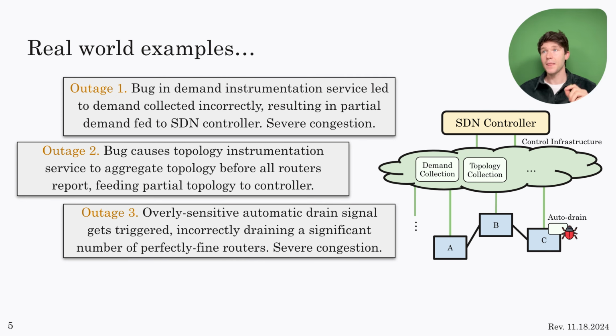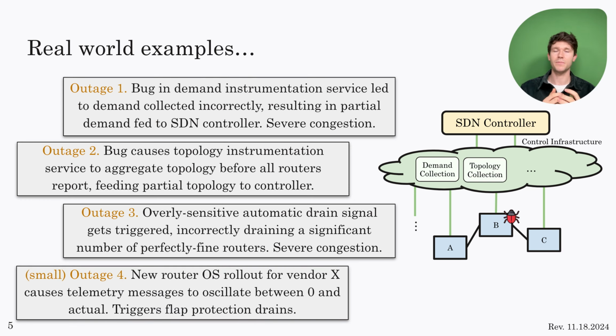In a third outage, an automatic drain signal that was overly sensitive was incorrectly triggered, draining a significant number of perfectly fine routers that could have just been carrying traffic, which again took down a decent amount of capacity. And in yet another smaller outage, a vendor bug caused reported telemetry values to oscillate between 0 and their actual value, which triggered a link flap protection system in the control plane to incorrectly drain affected links.